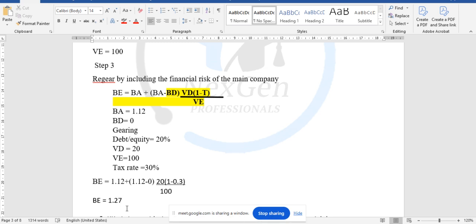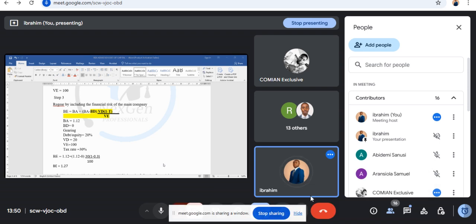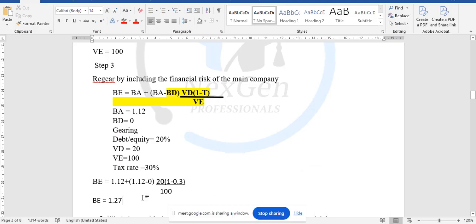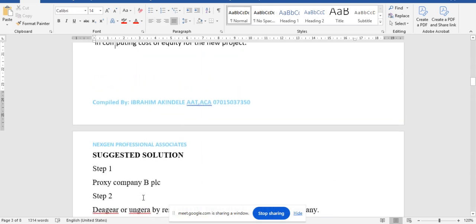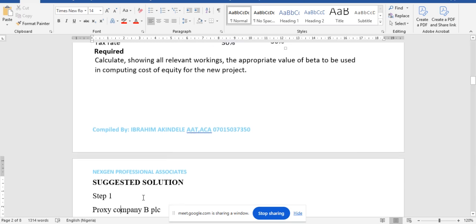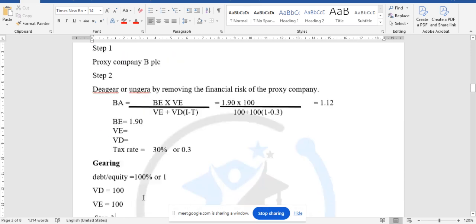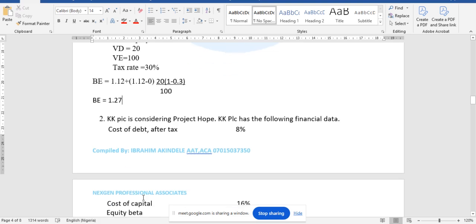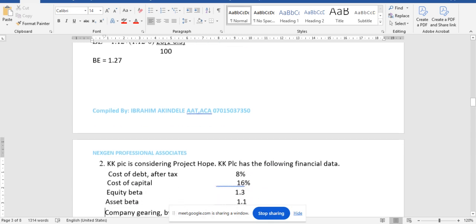So this is the equity beta, right? This is the equity beta that will be used to calculate the cost of what? The cost of equity. And this equity beta contains both the business risk of that industry as well as the financial risk of the main company. Class, I hope we have answered this question correctly: the appropriate value of beta to be used in computing the cost of equity for the new project. So now, if this is established, before we finish our class, let's quickly look at this question as well.